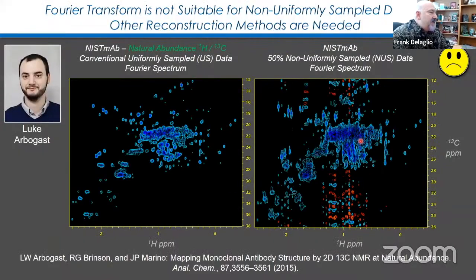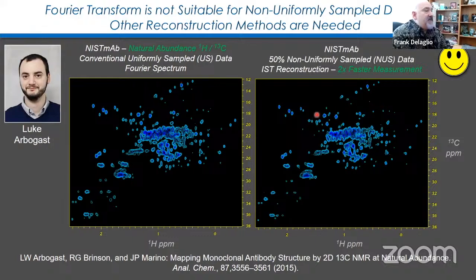And using this method enables us to go from a non-uniformly sampled spectrum that looks like this when it's processed with a regular Fourier transform to a non-uniformly sampled spectrum that looks like this when it's processed with IST. And for all intents and purposes, this spectrum is comparable for analysis purposes to the fully sampled data.